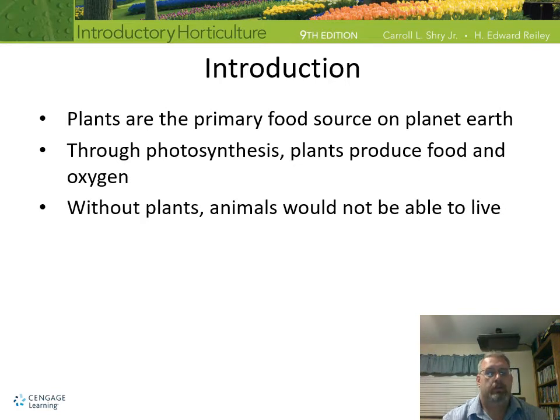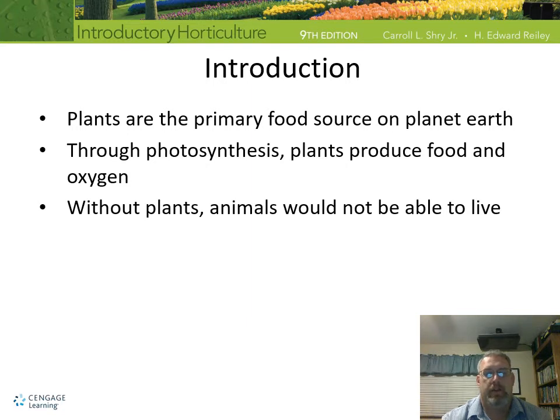When we first start to look at a plant, these are the primary food source on planet Earth. And if you are familiar with, say, the food web, the plants are typically at the bottom of the food web. They are to be consumed by herbivores, and if you continue up the chain, then the herbivores are consumed by the carnivores. So plants are vitally important to the survival of the planet.